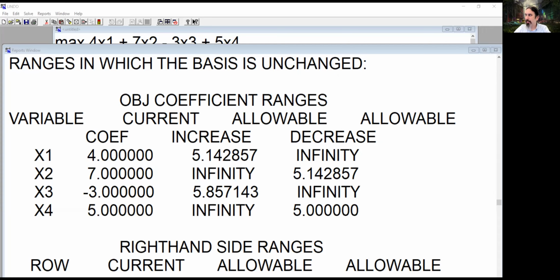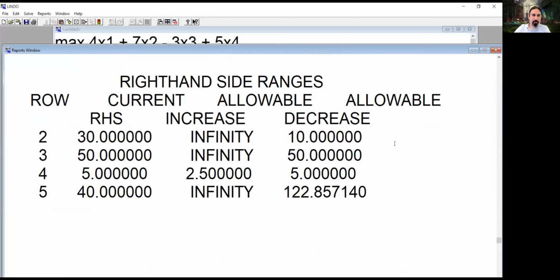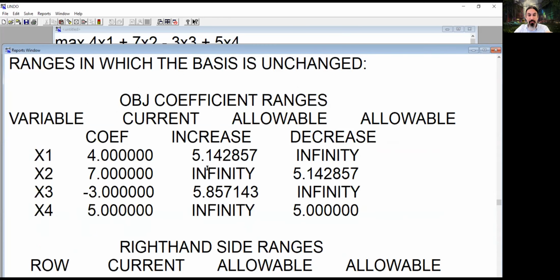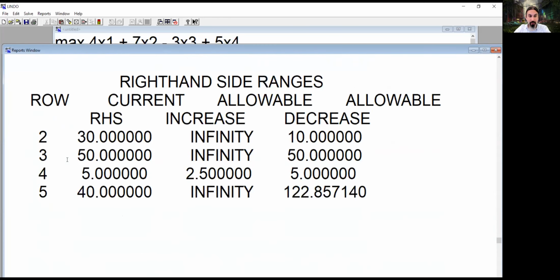All right. What about the others? Sorry, these are just the objective function values. What about the right-hand side values? So it was 30 for the first one, and it says it can increase infinitely, but it cannot decrease more than 10. Okay, the second one was 50. Again, it can increase infinitely, but it cannot go lower than 0.